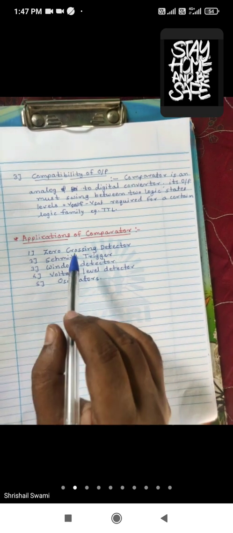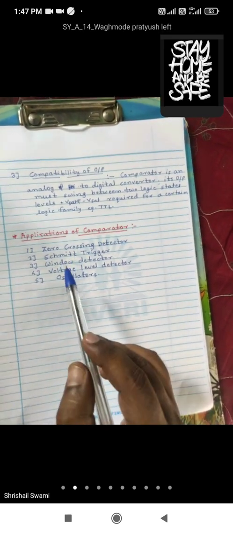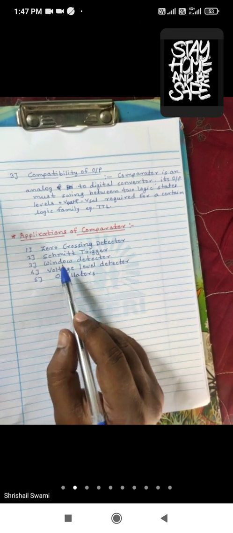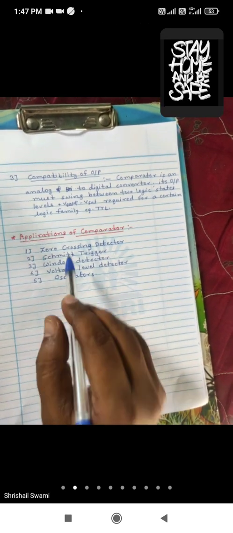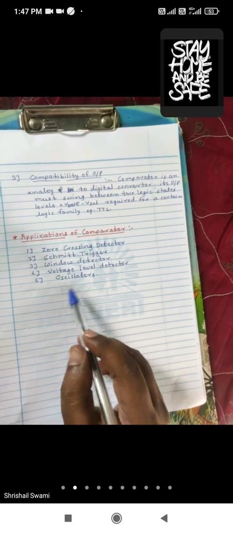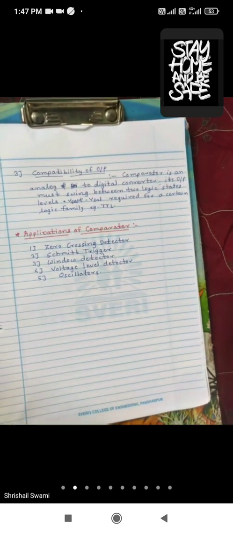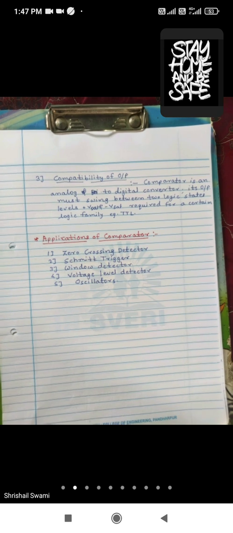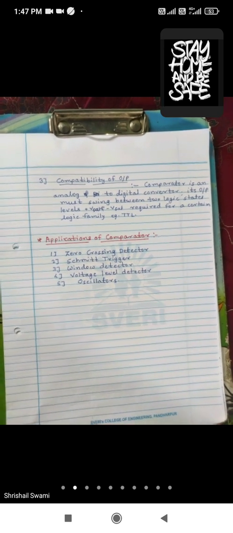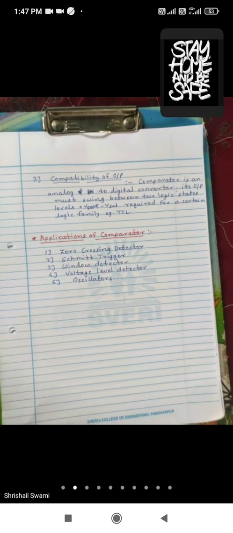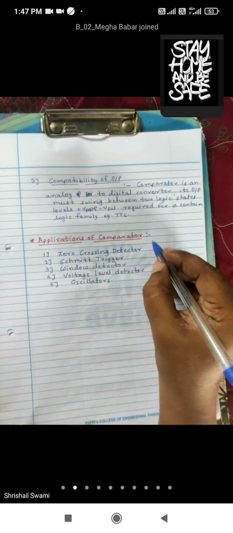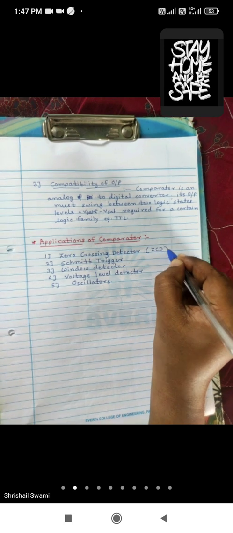Some of the applications we will see in this chapter, some of the applications we will see in the next chapter. So zero crossing detector, Schmitt trigger, window detector, that we can discuss in this chapter only. Oscillators, waveform generator, that we can discuss in unit number 5. So these are some applications of the comparator. So we have completed now the comparator basics. Now we can start the applications of comparator, that is the zero crossing detector. In short, we can call it as ZCD.